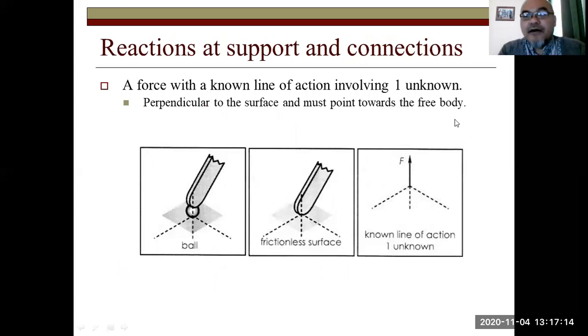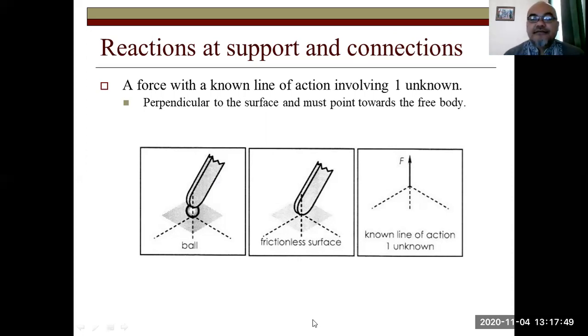So speaking about reaction forces at the point or at the surface where two sections or two bodies are touching each other, there are several types of them. So first is when you have a single reaction force with a known line of action involving one unknown. So this is when the reaction force must be perpendicular to the surface and must point towards the free body.